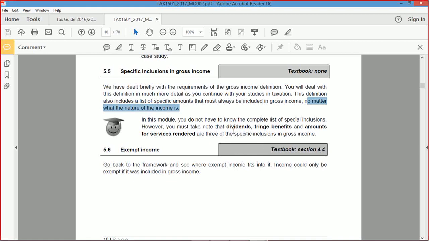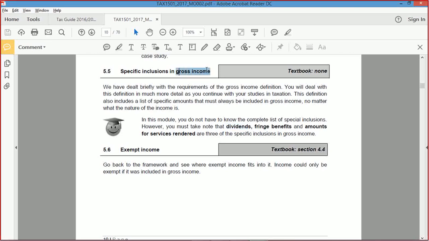Then you'll have other things that must also be included. So no matter what the nature of income is, there are specific amounts that are also included. Things like dividends, fringe benefits, and so on. Those are just extra things that we have to include. And there's a lot. Anything that you would view as being a benefit, as a receipt, would be included as part of your taxable income calculation, because your taxable income calculation would be affected by gross income amounts. So the more income I put in gross income, it would obviously increase my taxable income.